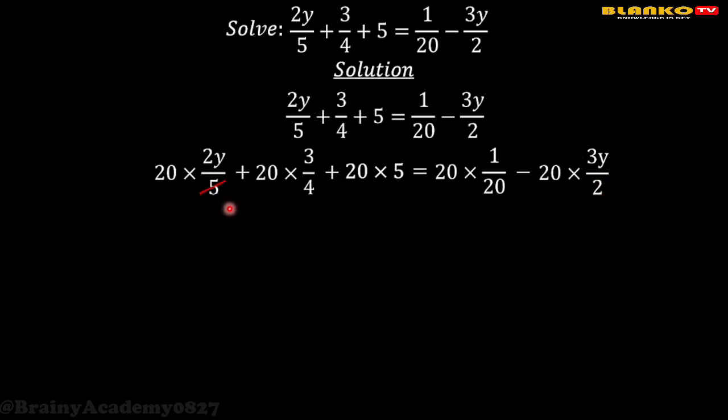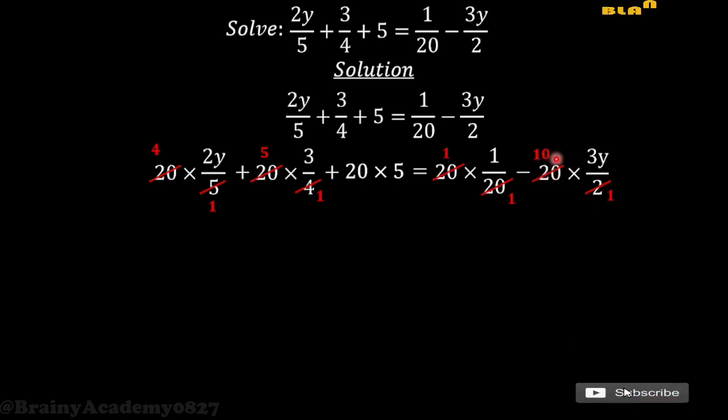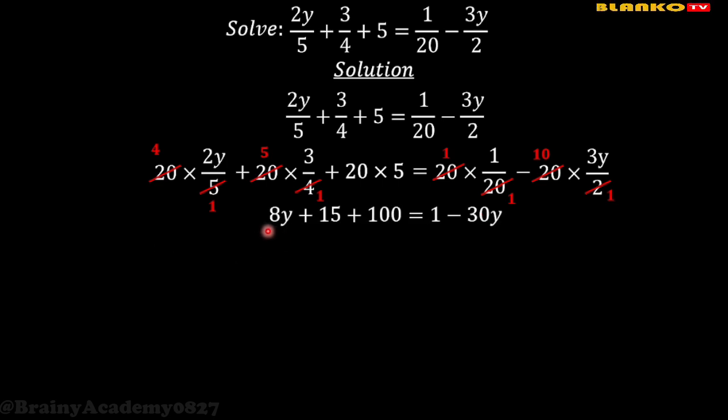So this 5 cancels itself 1, it will cancel 20 4 times. This 4 cancels itself 1, it will cancel 20 5 times. So this 20 cancels itself 1, it will cancel this 20 one time. I hope you are following it. Then this 2 cancels itself 1, it will cancel 20 10 times. So we're going to get 8y plus 15 plus 100 equals 1 minus 30y.